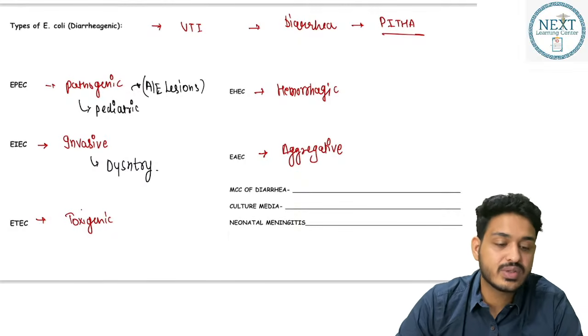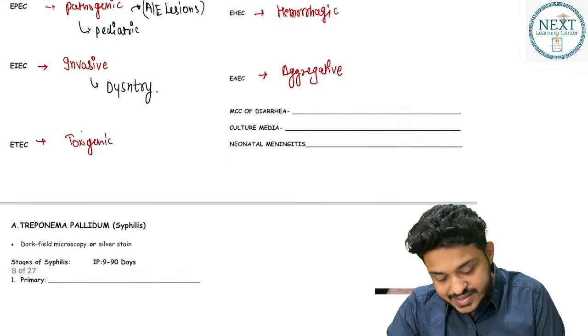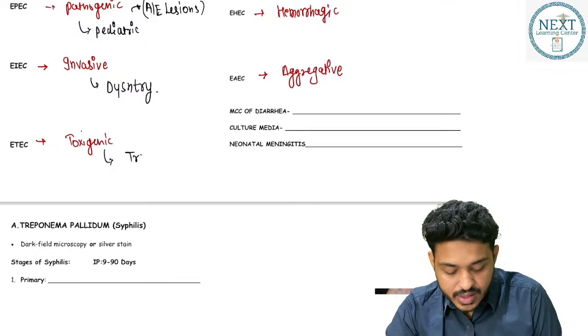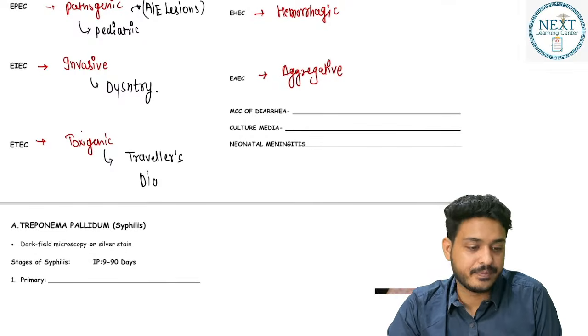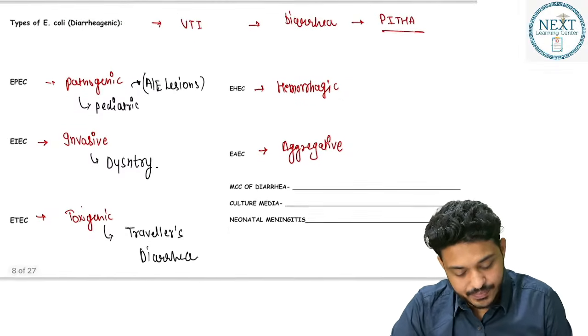There are only few causes of bloody diarrhea that we need to remember. We'll discuss about them, right? ETEC is going to be what, enterotoxigenic E. coli, T for toxigenic, T for traveler's diarrhea. It is going to cause what, traveler's diarrhea, right? It is going to cause what, traveler's diarrhea.